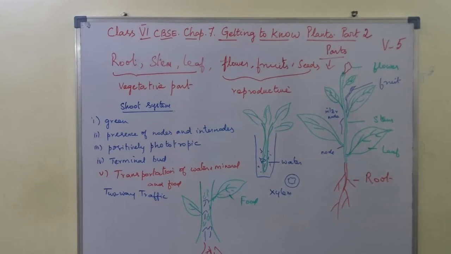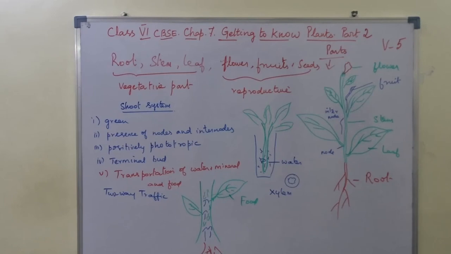So this is for the shoot system. Now let's follow the structure of a plant, the structure of a flowering plant. You just follow, then we will continue. Just go through for a second. Go through the diagram and then the characteristic features of the shoot system.